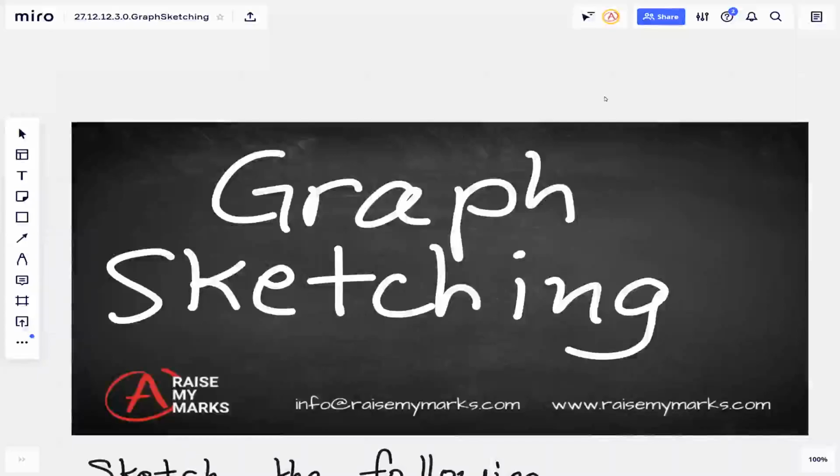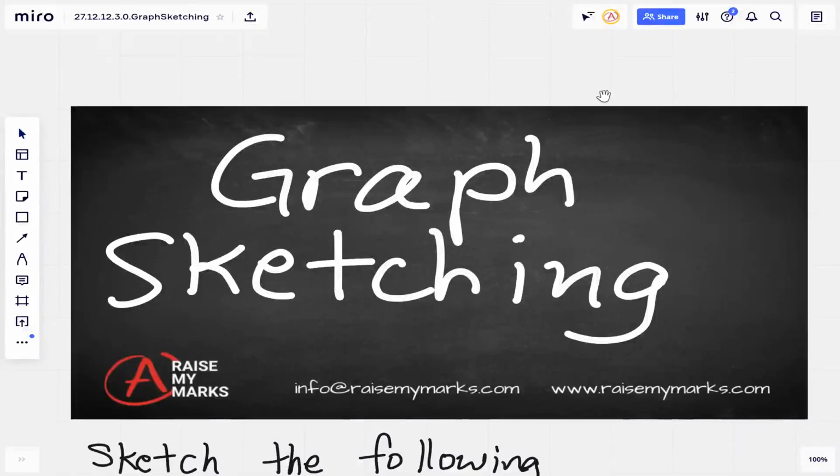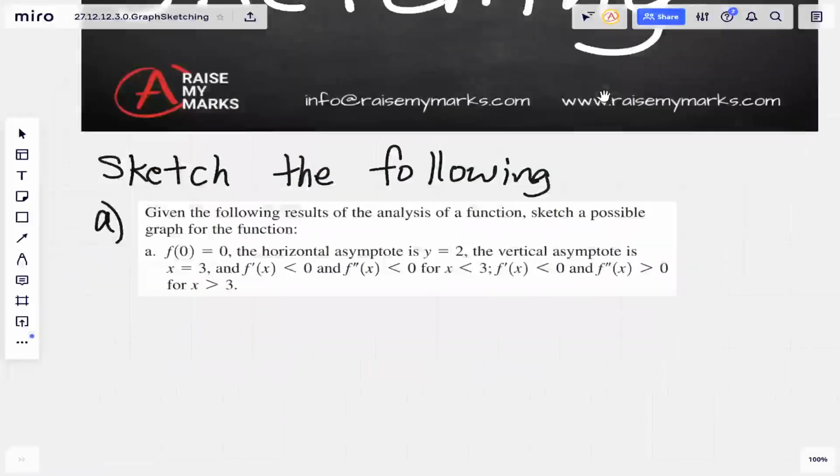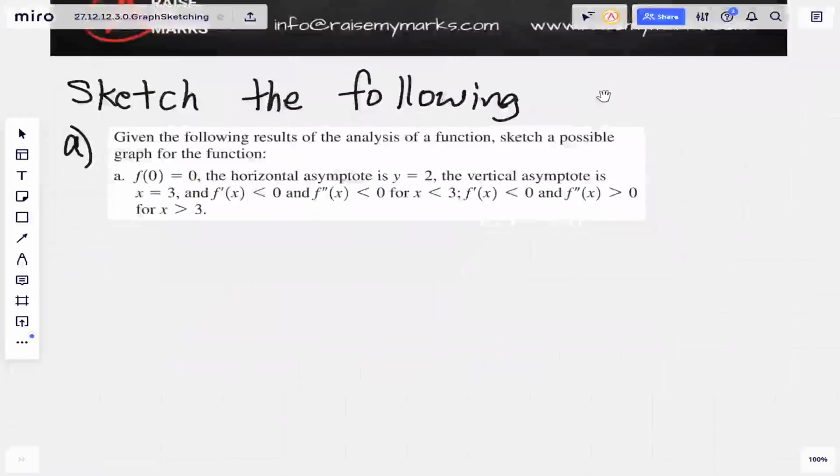Hello, today we're going to do some more graph sketching, but slightly different problems. So let's have a look at the first problem that we're given. We're asked to sketch the following. Given the following results of the analysis of a function, sketch a possible graph for the function.